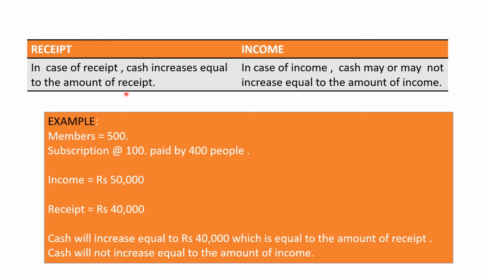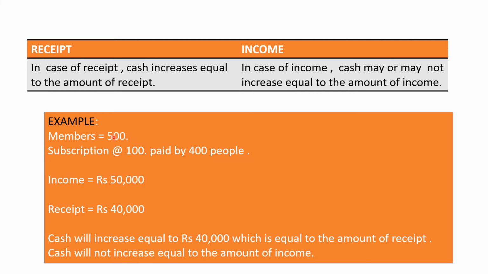Now the next point is, in case of receipt, cash increases equal to the amount of receipt. Your cash balance will increase. Whatever receipt you are getting, right, your cash balance will increase. But in the case of income, cash may or may not increase equal to the amount of income. Even if your income is there, your cash will not necessarily increase equal to your income. It may or may not.